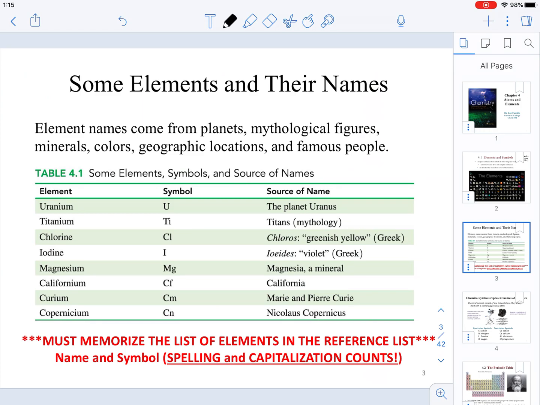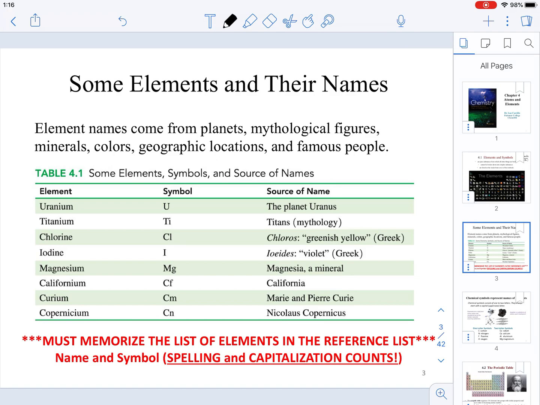Now, understand that when it comes to elements and their names, the names can come from a variety of sources, including planets, mythological figures, minerals, colors, geographic locations, and famous people. As I just illustrated previously, those are the ones that actually have an image. As you can see in table 4.1 in the textbook, there are a few examples of elements and where their name came from.